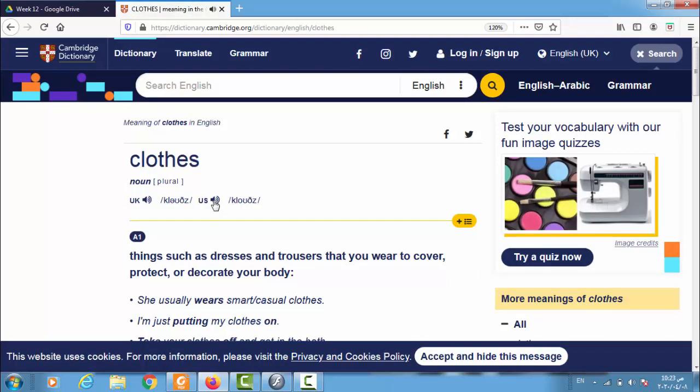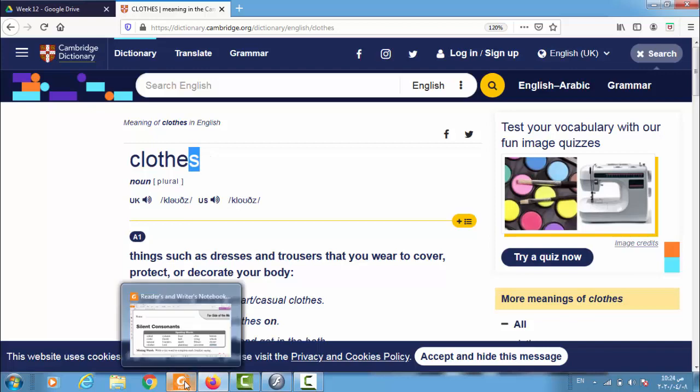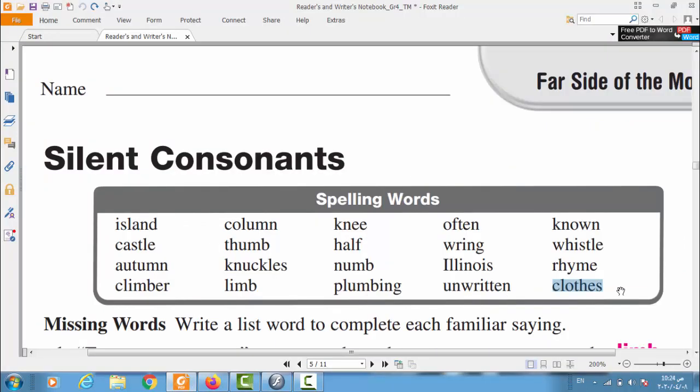Clothes. Close, even in the British accent. So clothes, I have clothes. You can find that the S at the end in here is not pronounced, so it's a silent consonant letter. The last one in here, clothes. In clothes, the S letter at the end, I told you, is not pronounced. So clothes was the last word in the box.